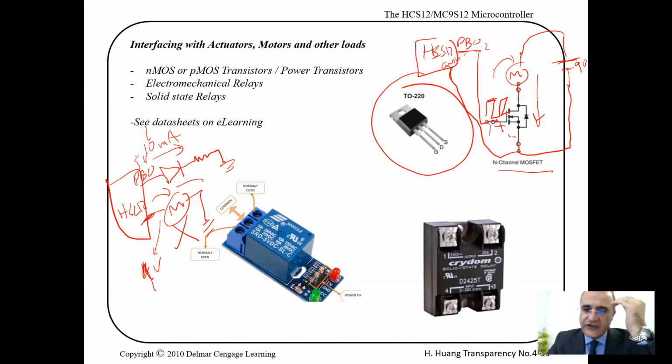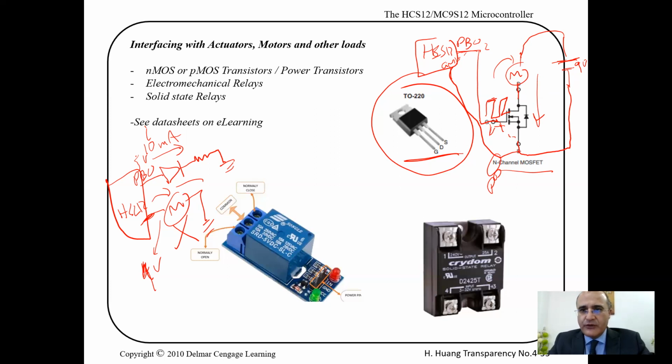So one way to interface with devices is to use a simple switch like an nMOS transistor. In an nMOS, a 0 will turn off the motor, a 1 will turn it on. If it was a PMOS, the opposite will happen, right? A 0 will turn it on and a 1 will turn it off.